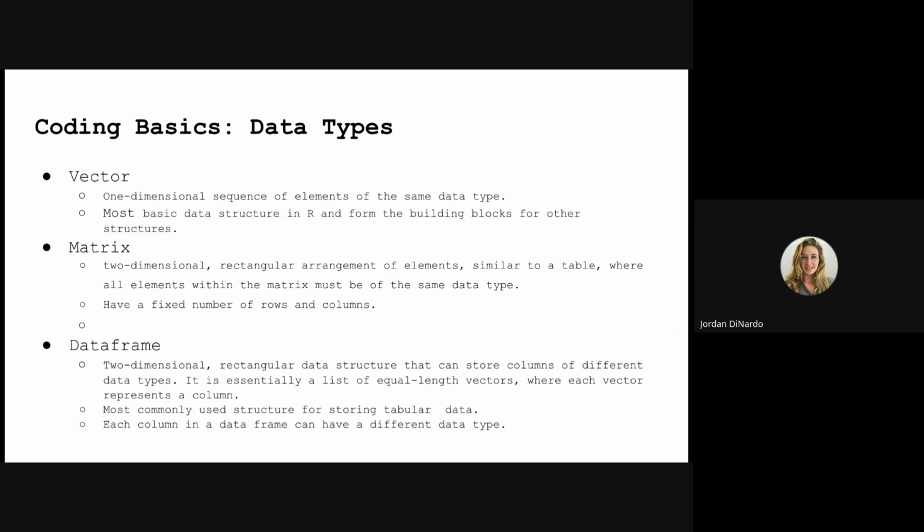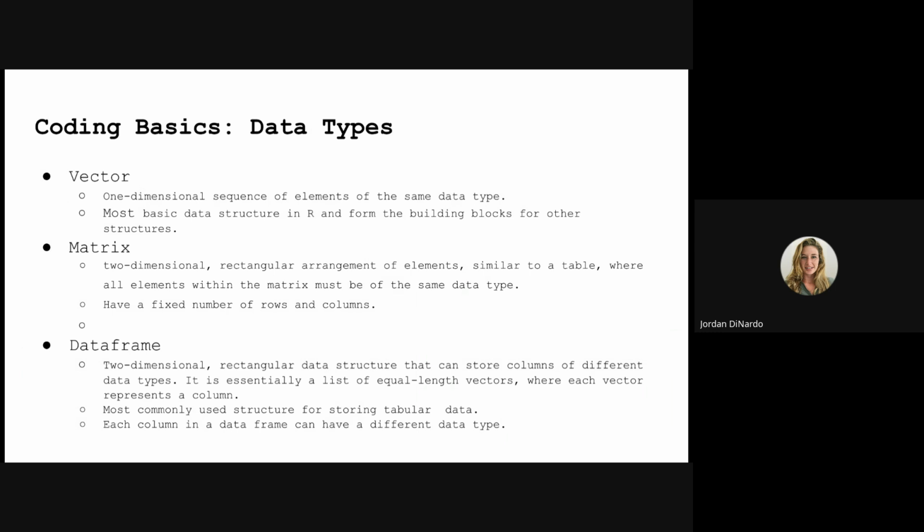So from vectors, we move on to matrices. They are a two-dimensional, rectangular arrangement of elements, similar to a table, where all elements within the matrix must be the same data type. Again, that's speaking to they must all be numeric, or they must all be characters, they just all must be the same. They have a fixed number of rows and columns.